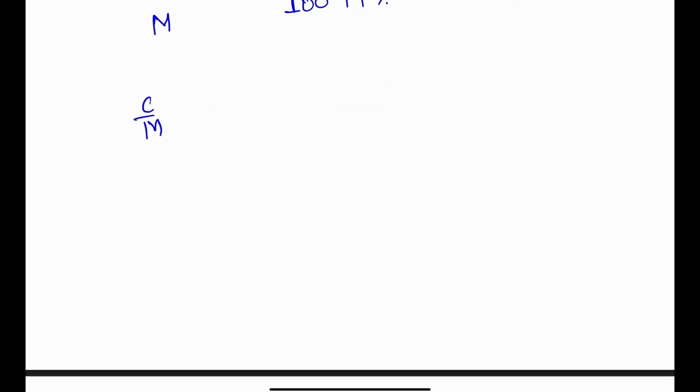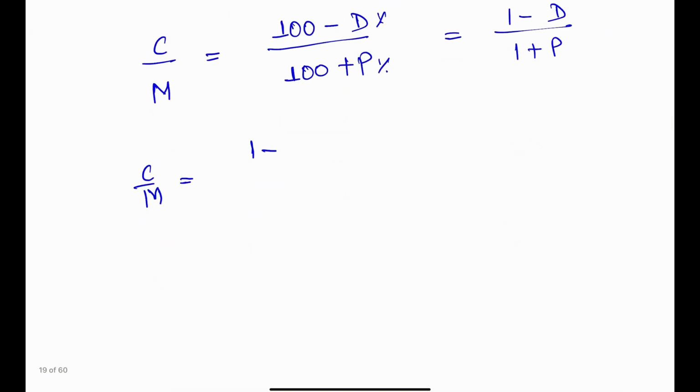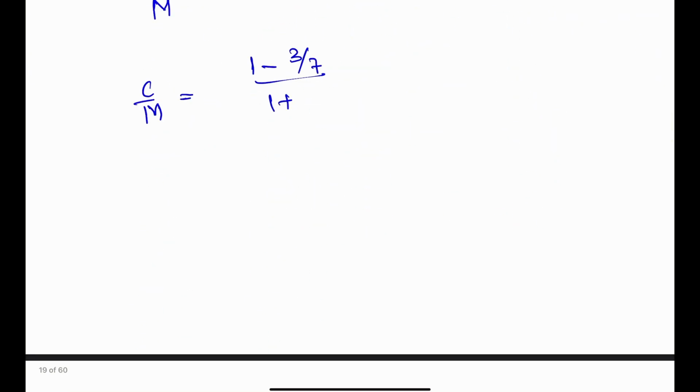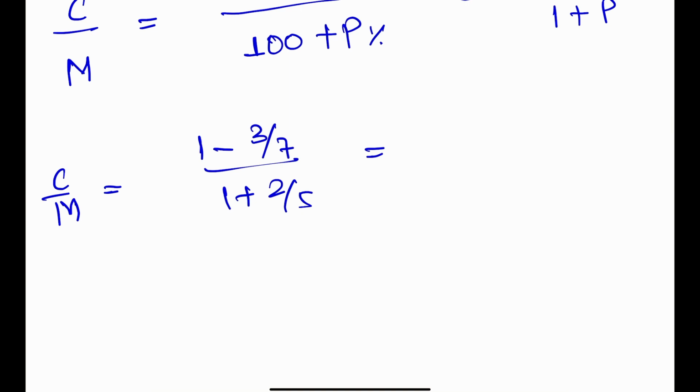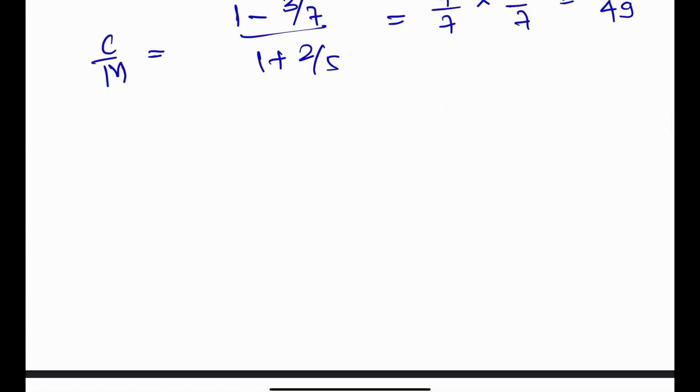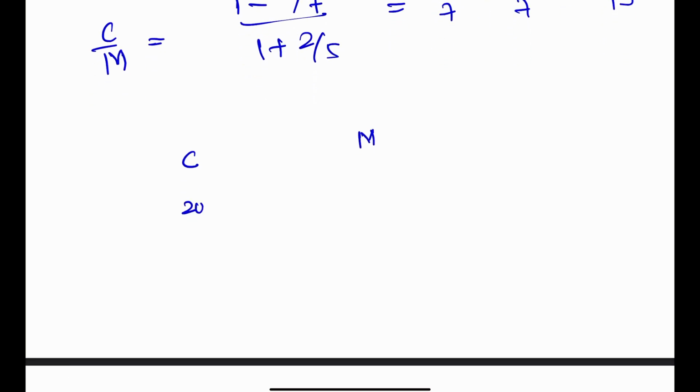So my C by M will become 1 minus, how much is D? 3 by 7, and 1 plus P is how much? 2 by 5. So it will become 1 minus 3 by 7, that is 4 by 7, into, here it will be 5 plus 2, 7 by 5. So here will be 5 and here will be 7. It will be 20 upon 49. So now I know my C and M. If my C is 20x, then my M will be 49x.